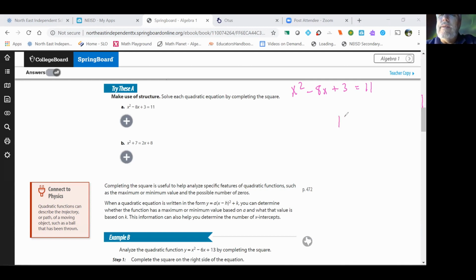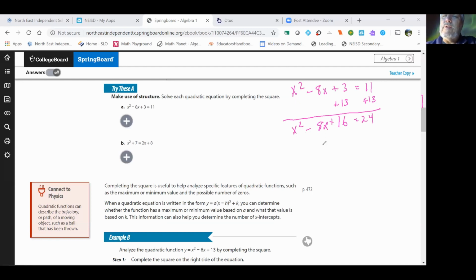So what I need to get is a 16 here. Positive 16. It's always going to be positive. In order to do that, I have to figure out 3 plus what equals 16. And that means I'm going to have to add 13. And of course, what I do on one side, I have to do on the other. So I just copy this down. X squared minus 8x, 16. And then 11 plus 13 is 24.